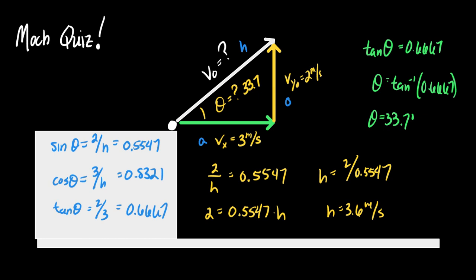Yes, sir? When you got the 0.5547 for sine, how did you get that? I found that the angle was 33.7. So over here, I did sine of 33.7 and the cosine of 33.7.